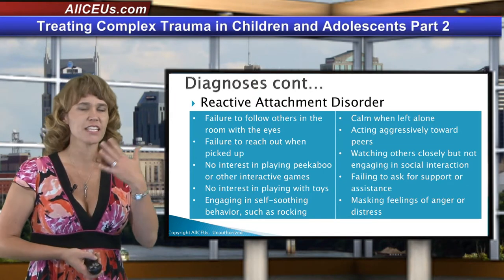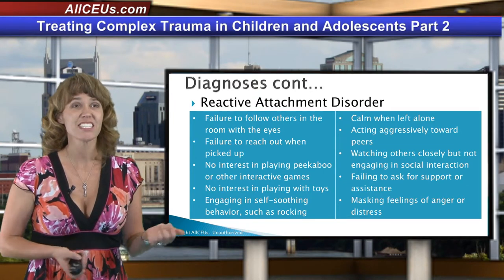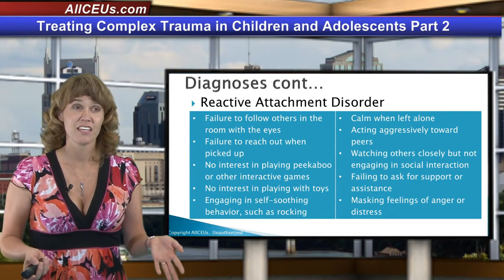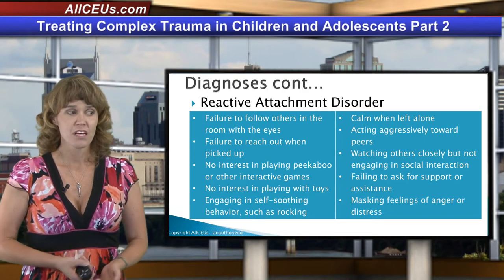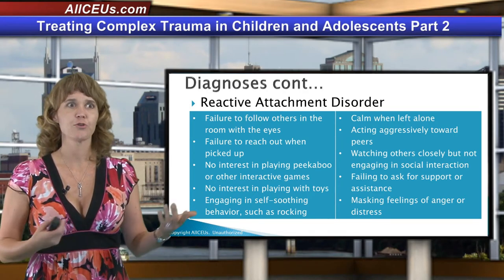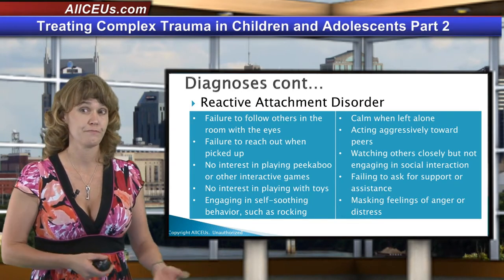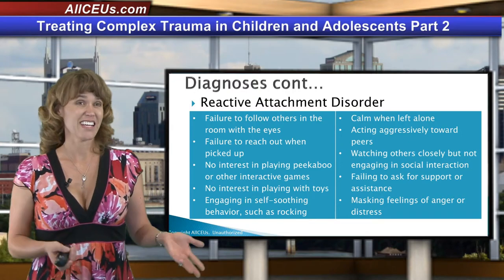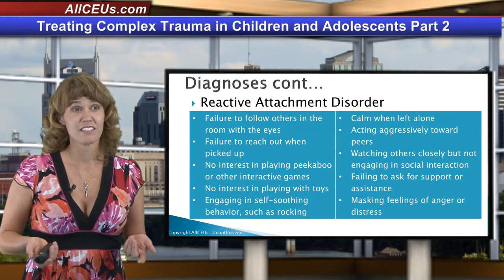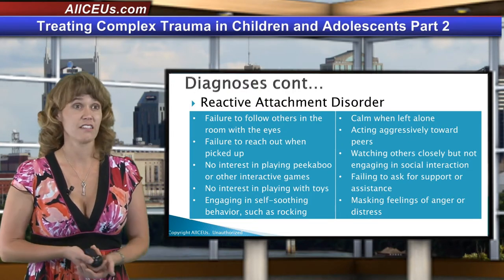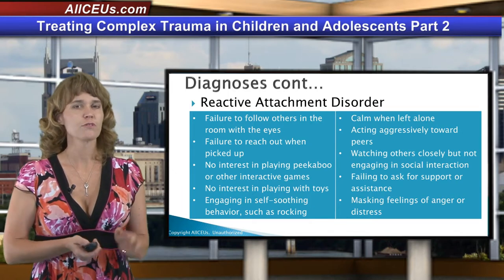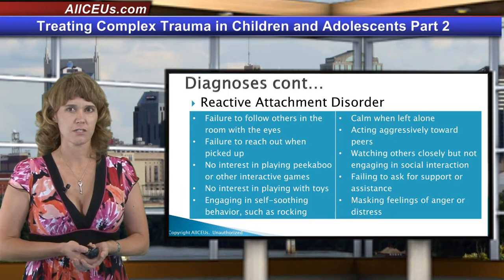And masking feelings of anger or distress, because that's not safe. In most of these households, when children express anger or distress, they get punished or sent to their room and just ignored. So they've learned that that doesn't do any good, or worst case scenario, it's harmful. So they don't express any of those feelings.